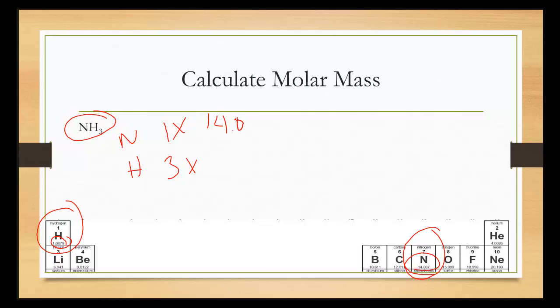It's up to you and your instructor as to where to round the number off. I usually either go to the 10th place or the 100th place. For this particular video, I'm only going out to the 10th place. For hydrogen, it's 1.0.